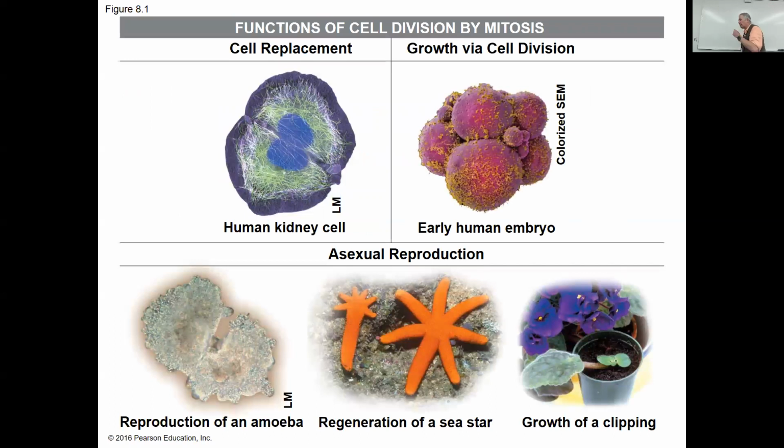Okay, functions of cell division by mitosis. Human kidney cell, you lose a kidney cell, you can replace it. Early human embryo, like 8-cell embryo to 16 to 32 and so on and so forth. So this is cell replacement and growth. And down here is asexual reproduction for those organisms that conduct asexual reproduction.